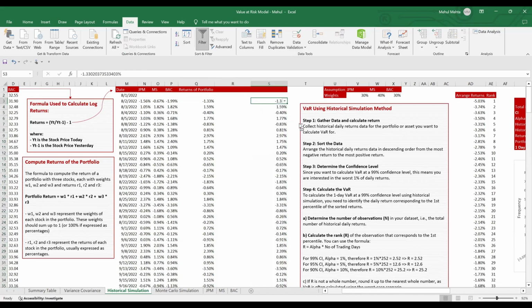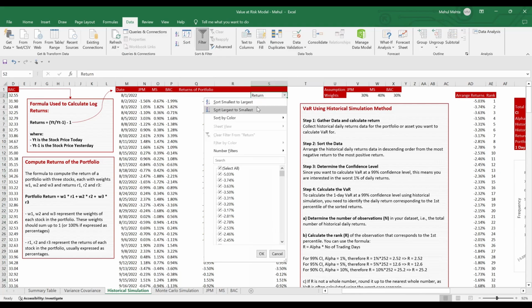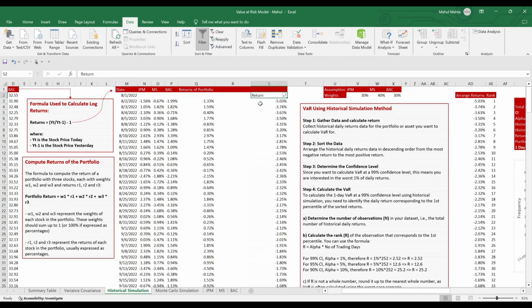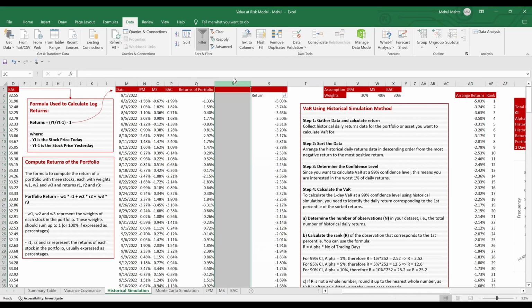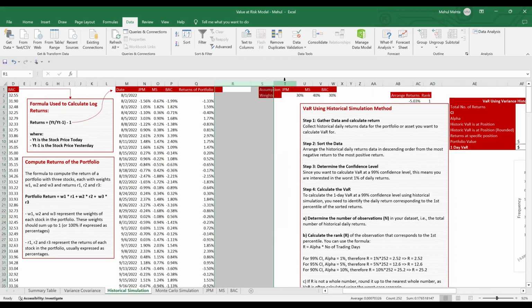What I have done is, let me write this as return. Just enter Control Shift L. Control Shift L will give you a filter. So just do smallest to largest, right? Once you do smallest to largest, now if you see, this return series is the same as this return series. So basically what we are trying to do is arrange the returns in ascending order. When you do smallest to largest, it is just arranging the returns in ascending order.